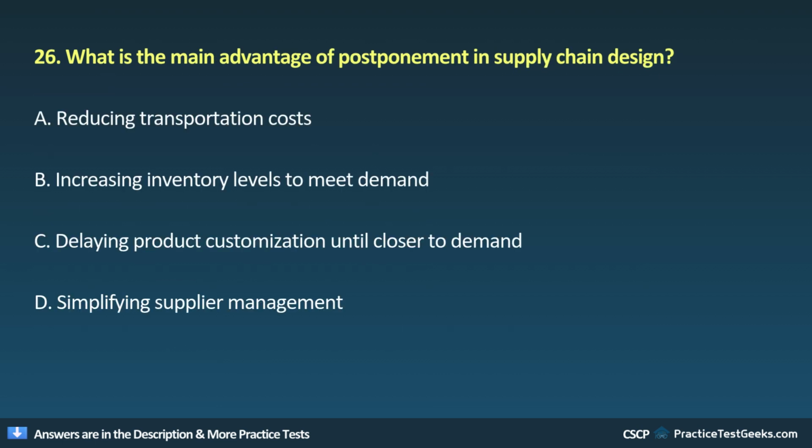26. What is the main advantage of postponement in supply chain design? A. Reducing transportation costs. B. Increasing inventory levels to meet demand. C. Delaying product customization until closer to demand. D. Simplifying supplier management.